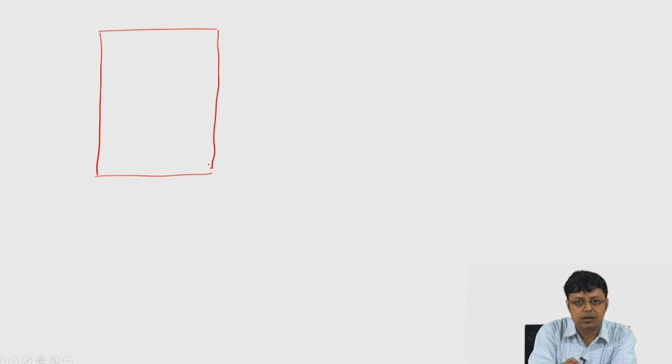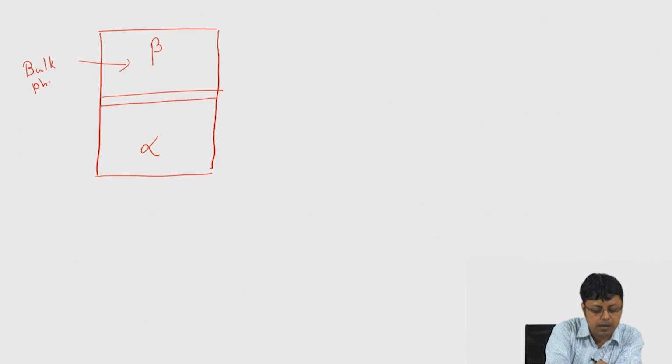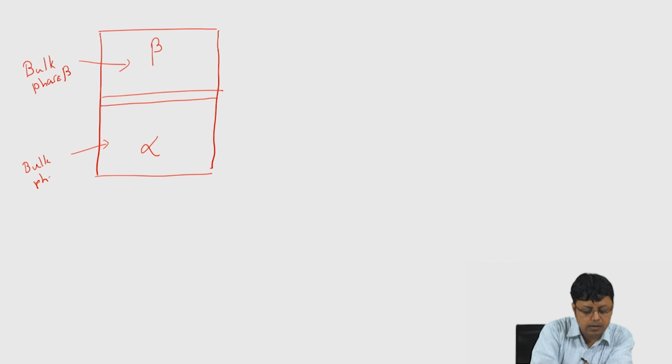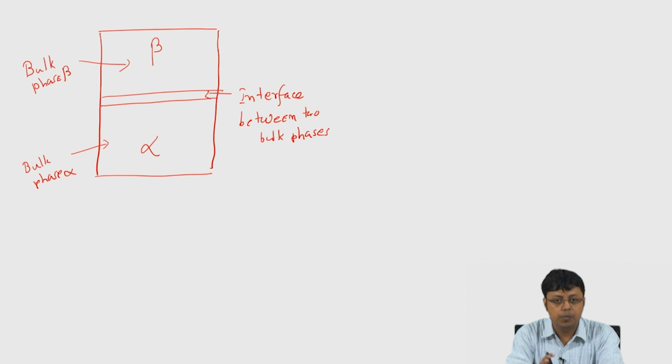Now, to begin with, you can think of a system with an interface, and when we talk about an interface, it must consist of two bulk phases. Suppose I am writing these bulk phases as alpha and beta, and then there is an interface. So, this is one bulk phase, say we call it bulk phase beta, and similarly this is bulk phase alpha, and this one we call an interface. So, this interface is between alpha and beta, between two bulk phases. Now, the question is how will you model this interface?